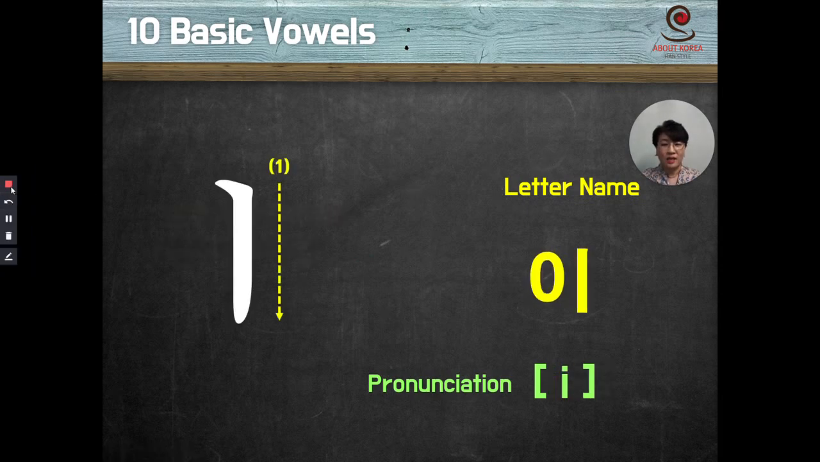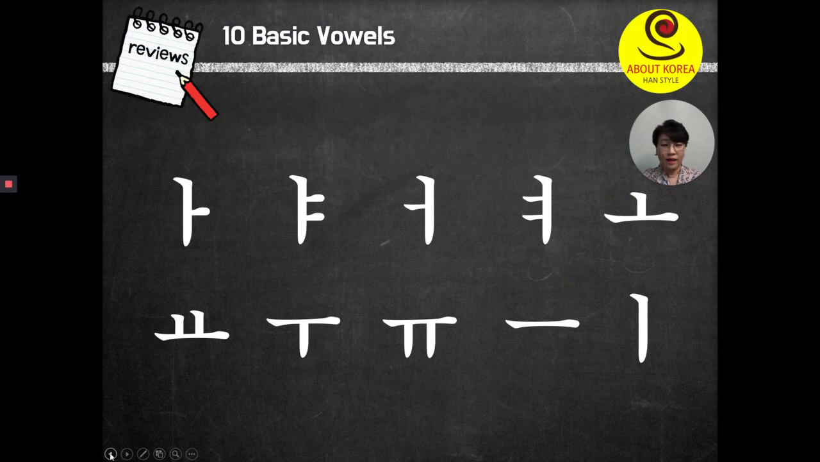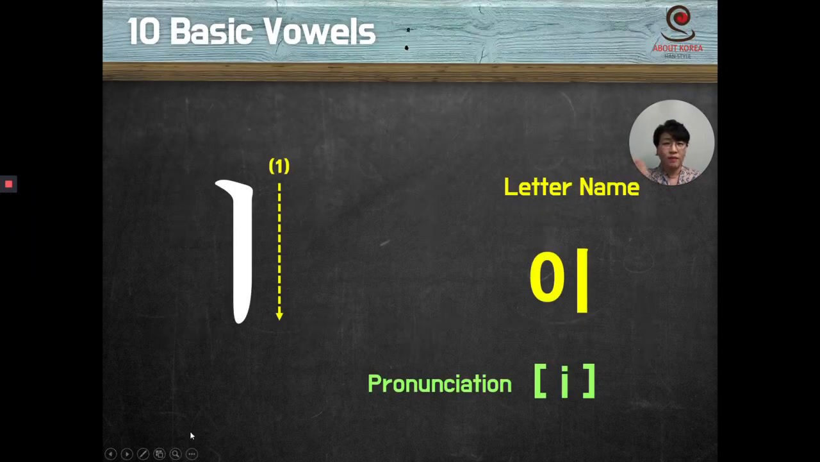E. Repeat after me. E. From top to bottom. Great. You're doing good. The letter name is also E. All right, this is it. Those are the 10 basic vowels. So you have to practice how to write and read the pronunciation and the writing order. You have to remember them at the same time.